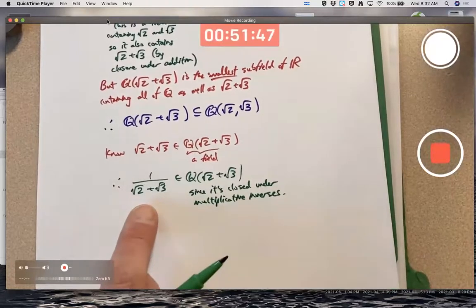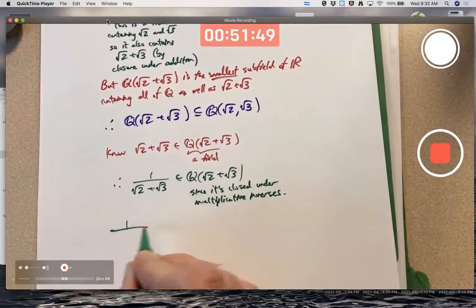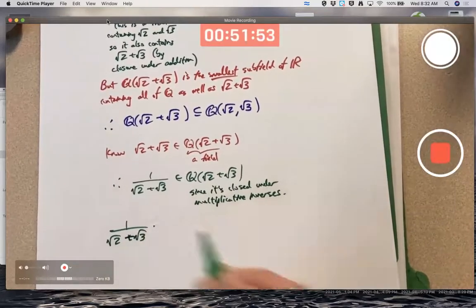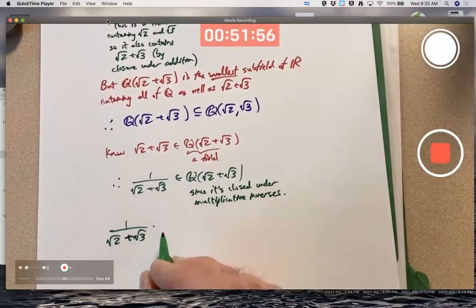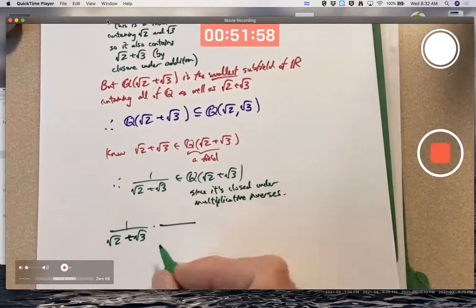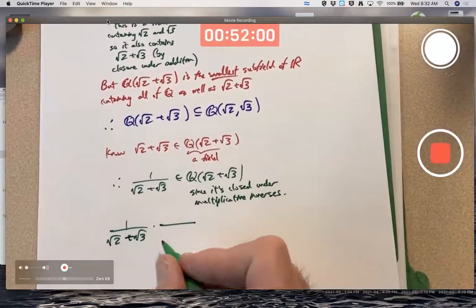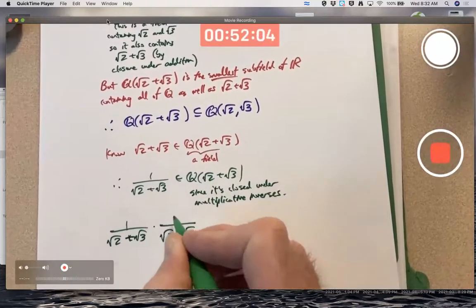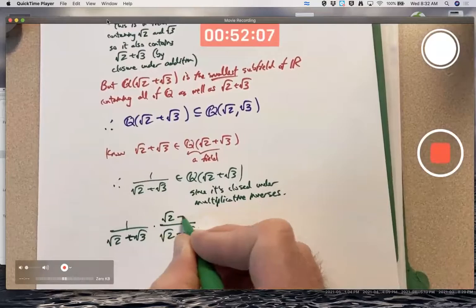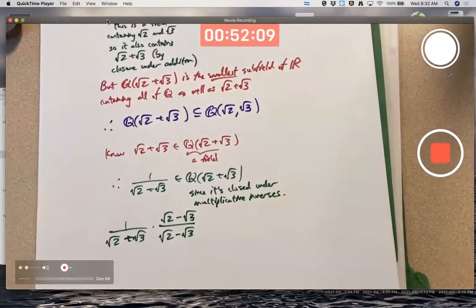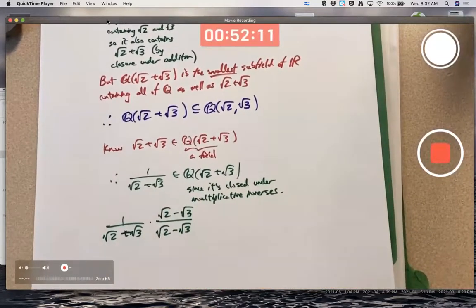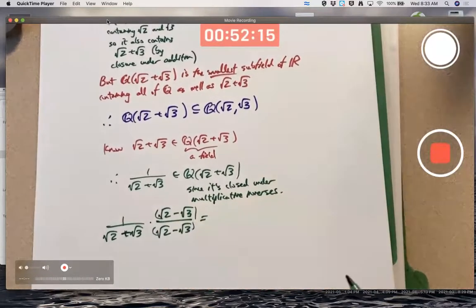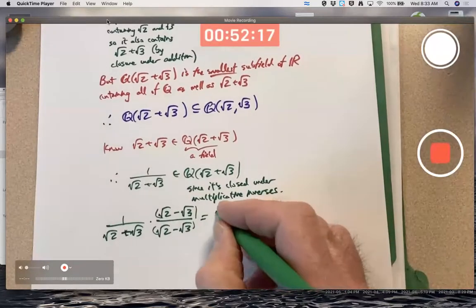Try to see if you can rewrite 1 over root 2 plus root 3 in some other way, perhaps. What other way? A common trick to try is to rationalize the denominator by multiplying by its so-called conjugate. And if I do it to the bottom, I got to do it to the top. The trick here is that it's going to get rid of the radicals in the bottom. Of course, you'll have radicals in the top.